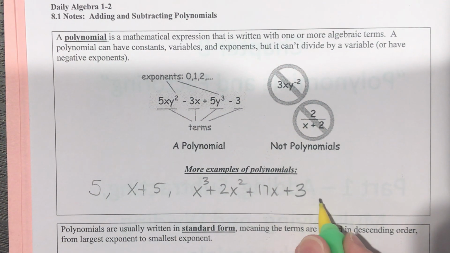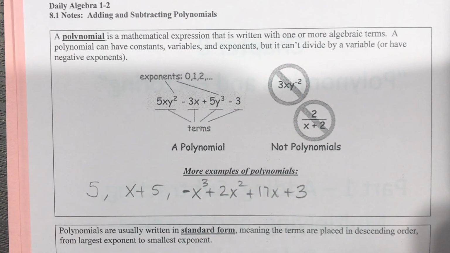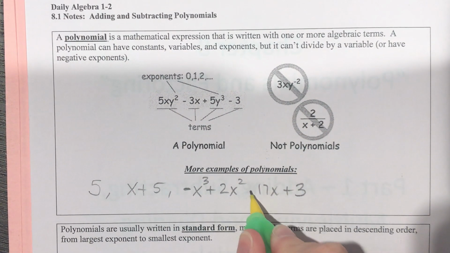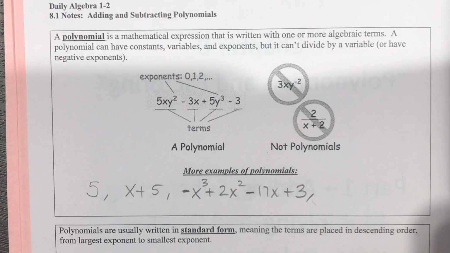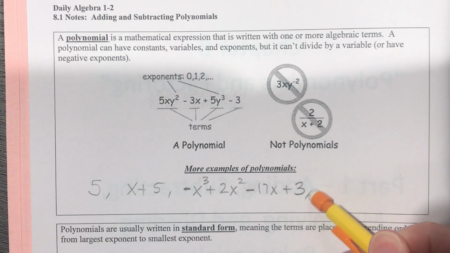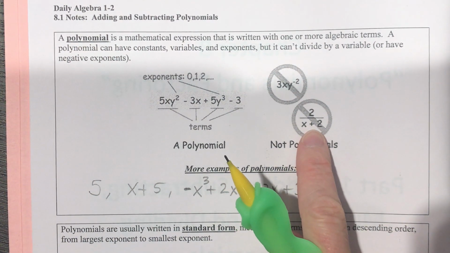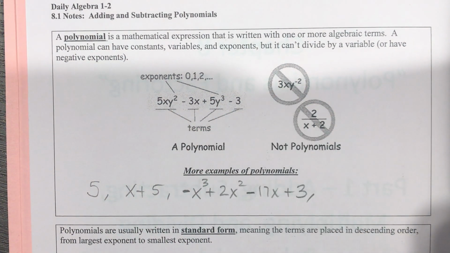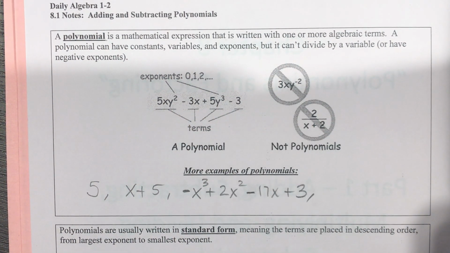And these could be positive or negative. It doesn't matter. So maybe you have a negative term here, or maybe your linear term here, the x term, was negative. That could be another example. Anything that has, like I said, no letter in the denominator, and no negative powers on your letters.